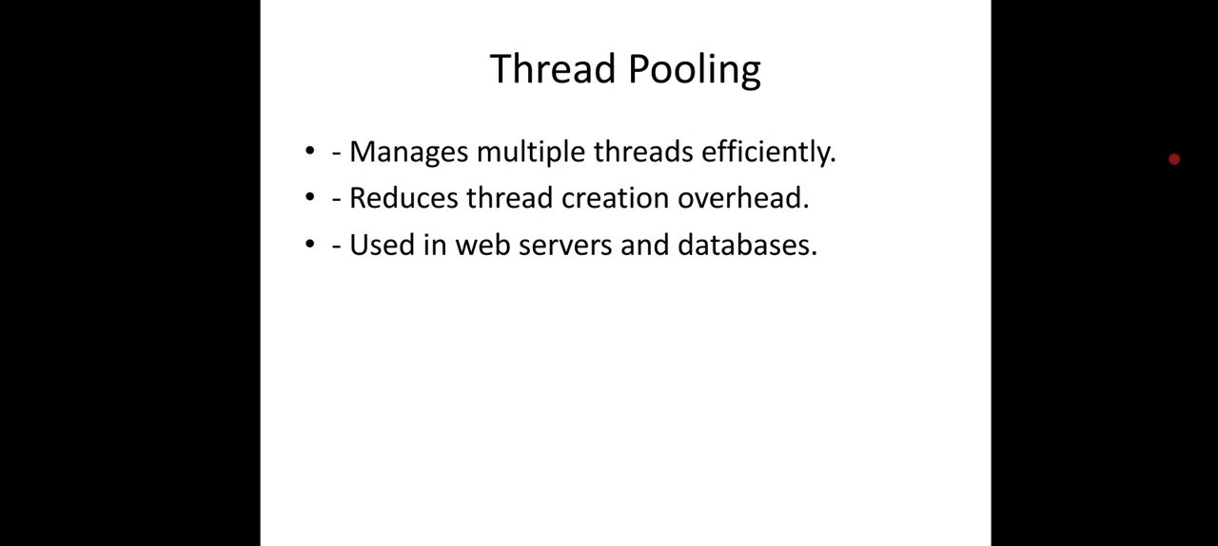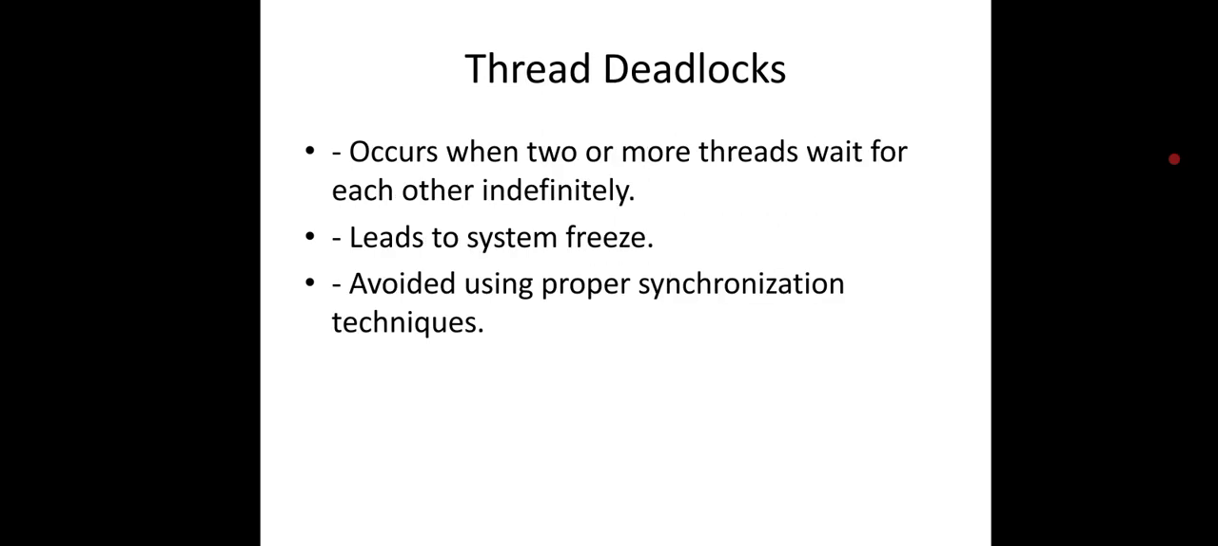Thread pooling. Thread pooling manages multiple threads efficiently, reduces thread creation overhead, and is used in web services and databases. Thread deadlocks occur when two or more threads wait for each other indefinitely, which leads to a system freeze. Avoid them using proper synchronization techniques.